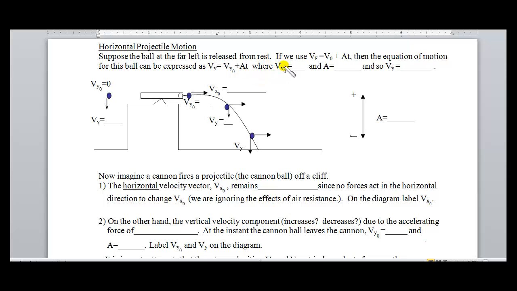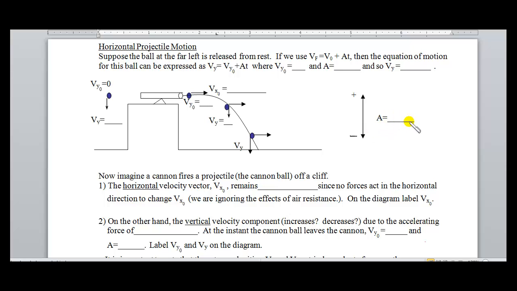So what is Vy sub o? Well, it's 0. We released it from rest. What is the acceleration? Well, the acceleration is due to that of gravity, and before we can put in this value, we need to define our reference system. In this case, we're going to make downward negative. It's our choice. I'm going to make downward negative, upward positive. So any vector going downward has a negative quantity.